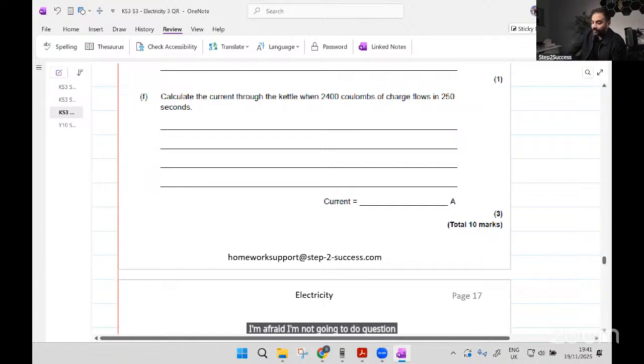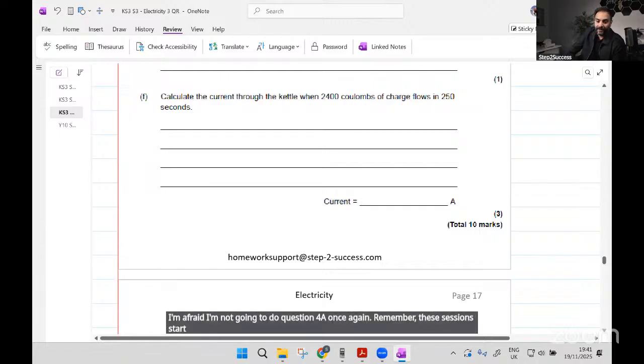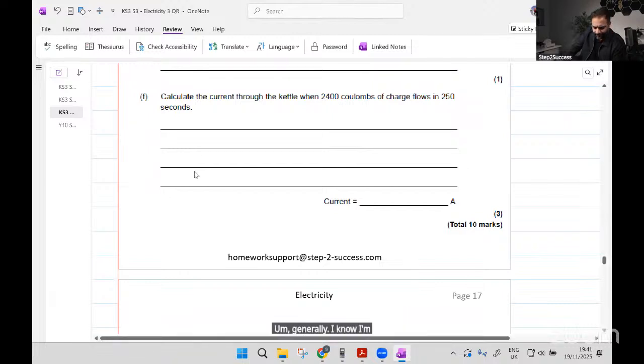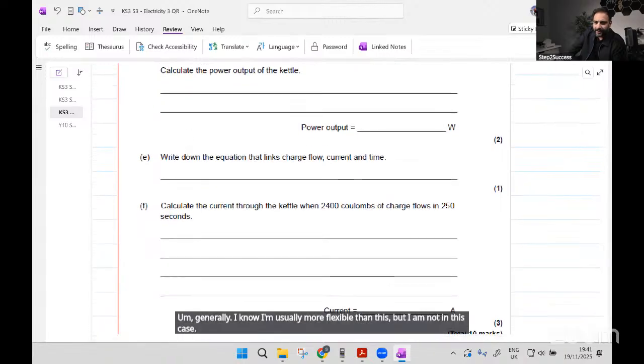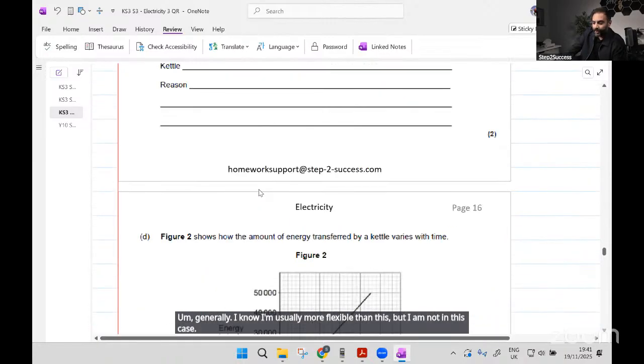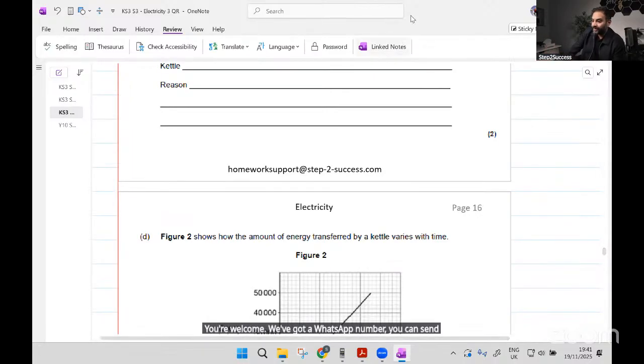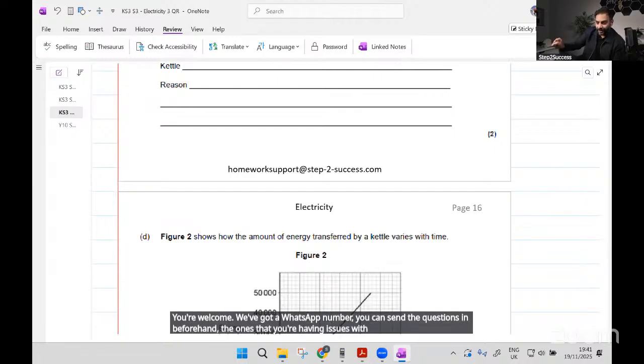Once again, remember, these sessions start at 7:15. What you need to do is get here and put the questions in early on. Generally, I know I'm usually more flexible than this, but I am not in this case. So yes, arrive on time, ask the questions, or even send them beforehand. There's a WhatsApp number. You can send the questions in beforehand, the ones that you're having issues with. At least then I know that you've attempted this before the session begins.